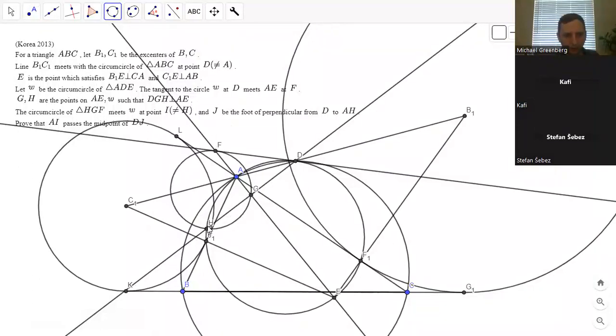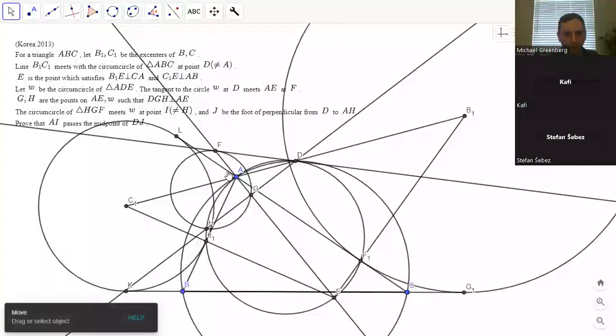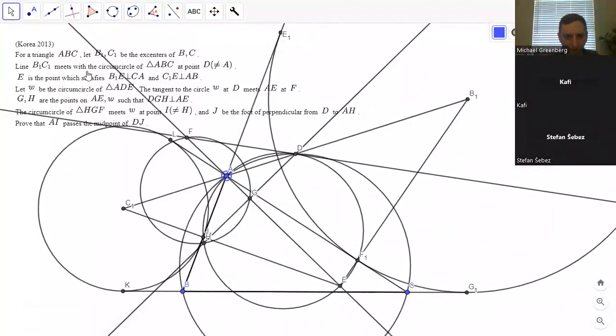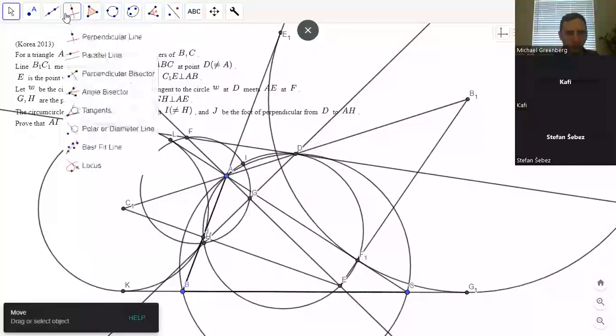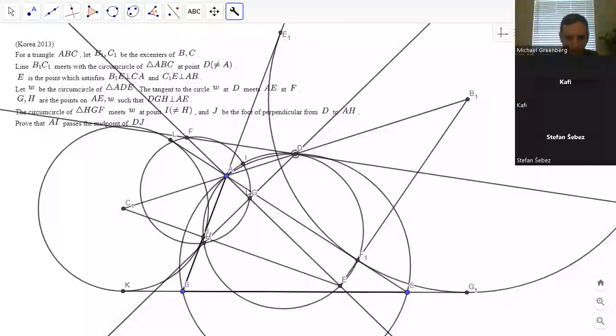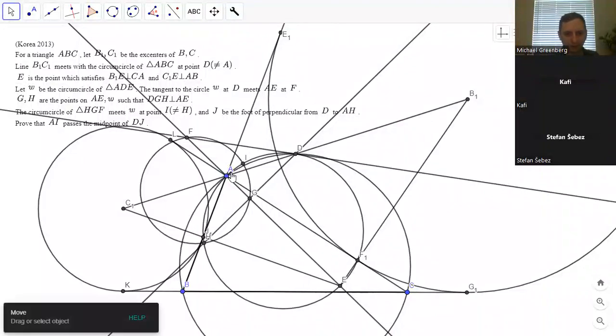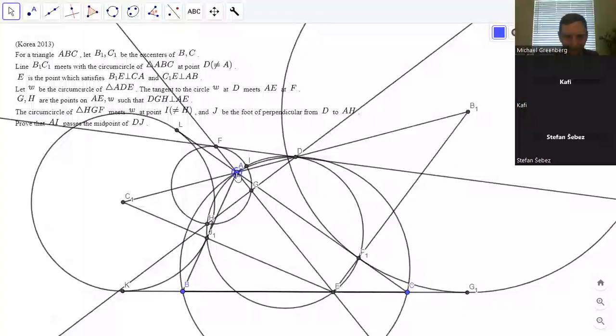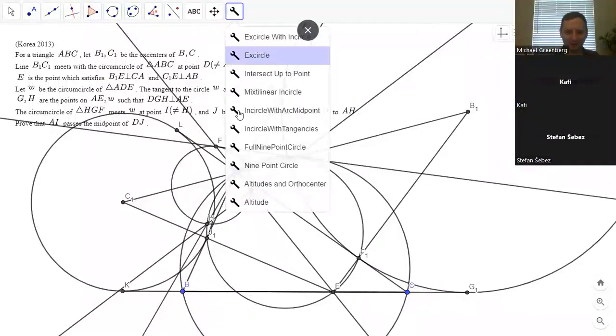And it meets that circle at a point I. So that's I. And then J. Let's use this. D to AH. What do you call it? Fake hard? It's like fake hard.